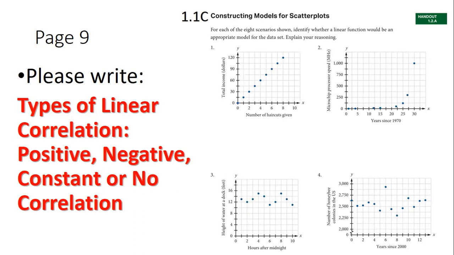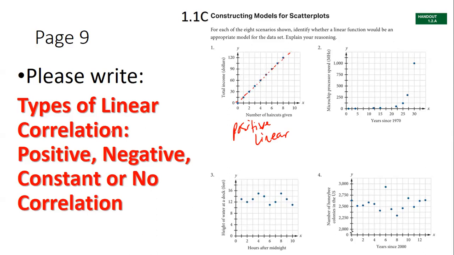Okay, we'll do one together just to make sure we're all on the same page. If we look here at number 1, it says we have total haircuts given compared to total income in dollars. So clearly, the more haircuts I give, the more money I make. So this is a trend line of going up? Yes, so it's a positive linear. Why? It's increasing from left to right in a steady linear fashion.